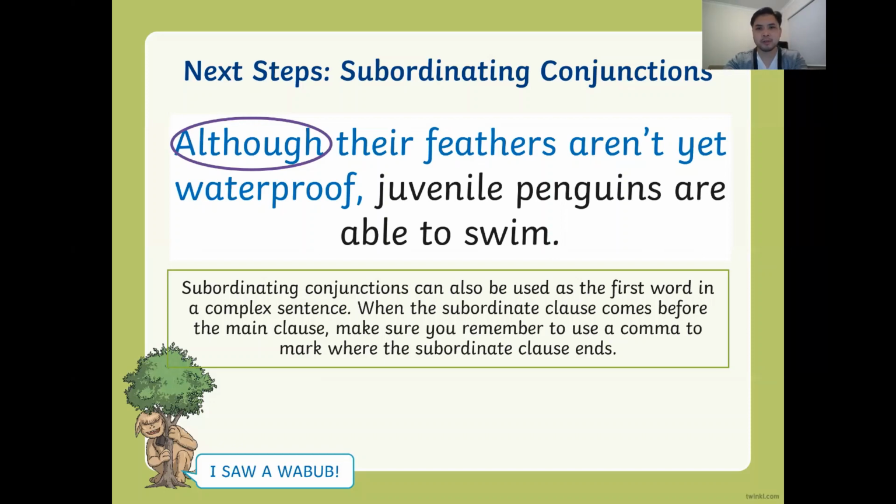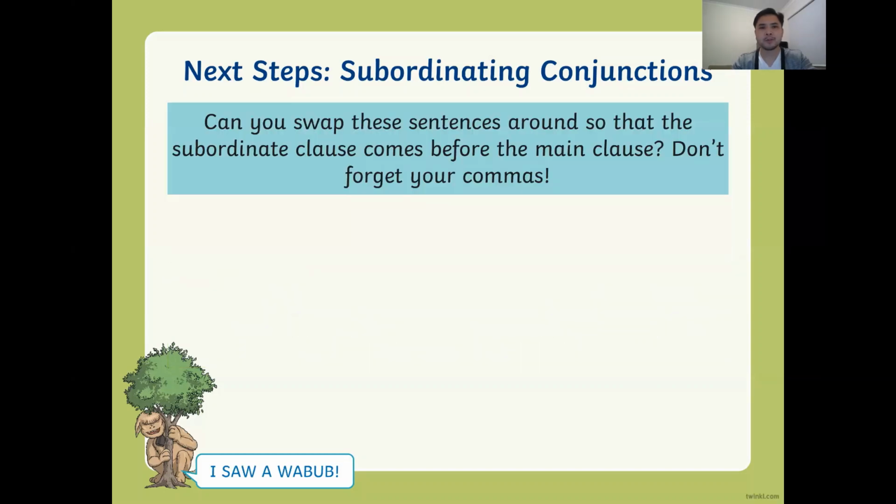When the subordinate clause comes before the main clause, make sure you remember to use a comma to mark where the subordinate clause ends. That is vital. Remember to use the comma. I've noticed that a lot of you like using brackets, especially in your writing. Try to avoid using brackets, but use the commas more often. There's the comma. All right, can you swap these sentences around so that the subordinate clause comes before the main clause? Don't forget to use your commas.